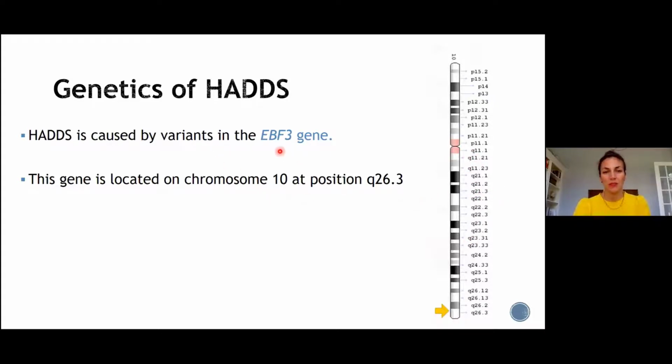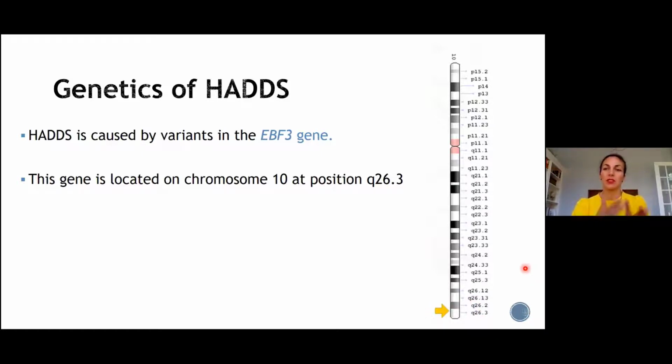So the gene for HADS is located at chromosome 10, position Q26.3. And this is just showing you where on the chromosome it is. So it's kind of right down here at the bottom of the chromosome. Now, if we were to look at a child with HADS chromosomes, we would not necessarily see this condition because, again, most of the time, the changes in this gene are spelling changes, which I'll show in the next slide. They're going to be changes in the actual gene, a spelling change, rather than a missing part of this chromosome.